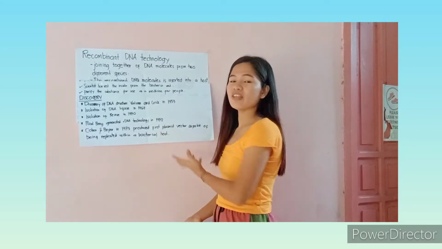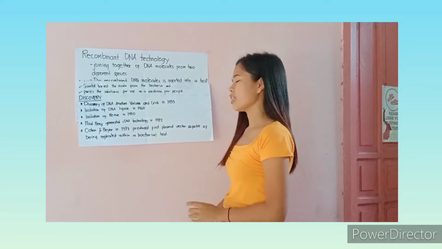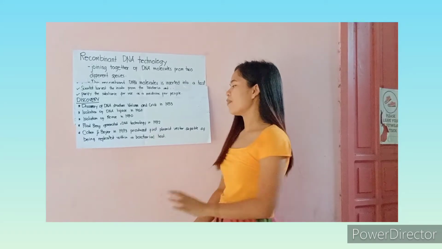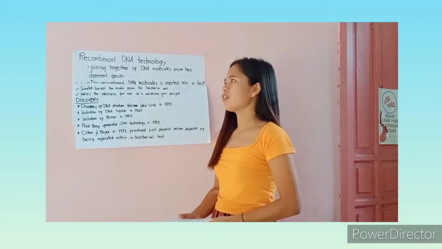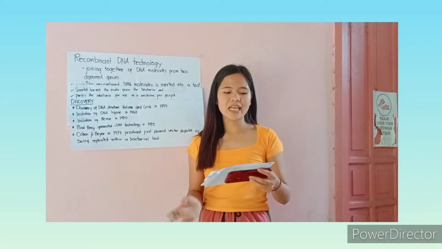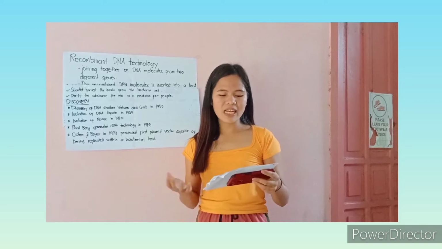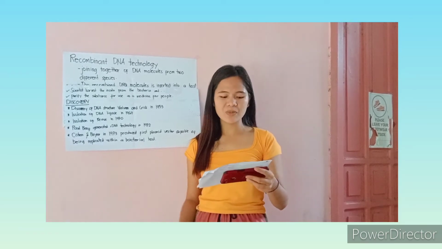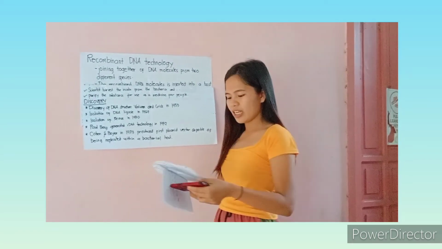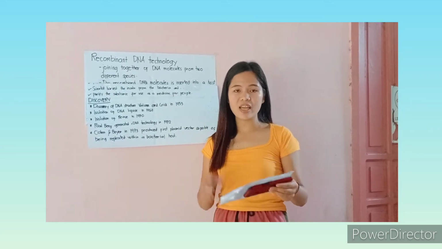So, don't forget 1972. And then Cohen and Boyer in 1973 produced the first plasmid vector capable of being replicated within a bacterial host. So, this is the discovery of recombinant DNA technology. So, always remember that recombinant DNA technology tells us how genes from different species work through the process of the technology. Because the goal of DNA technology is to reproduce a gene that carries genetic combinations and formations of value.